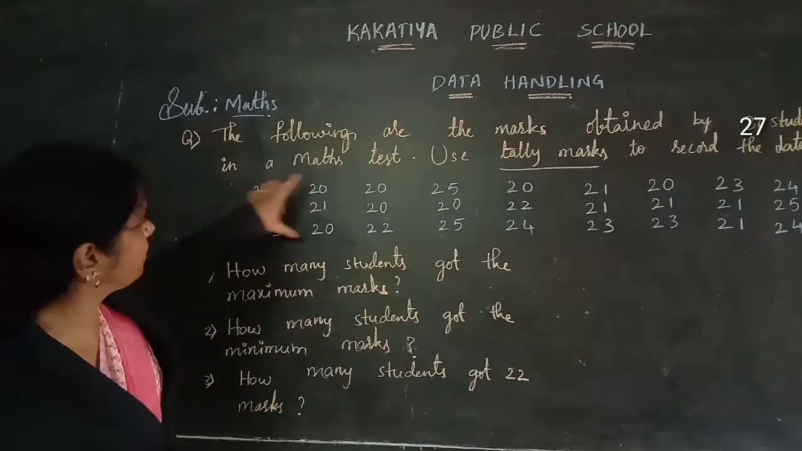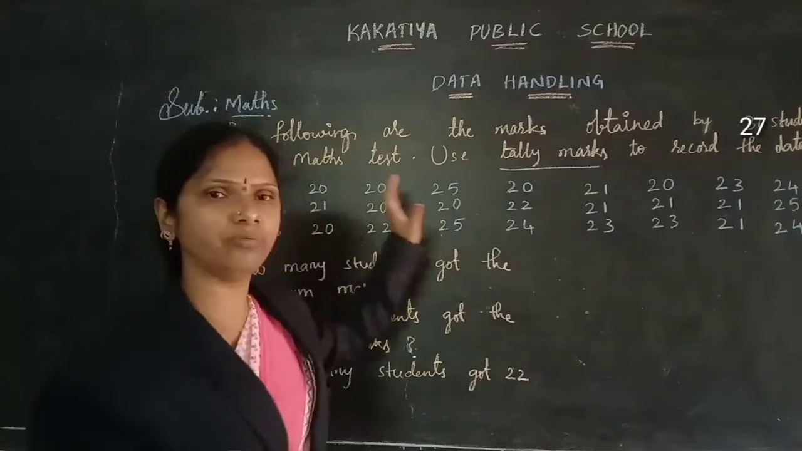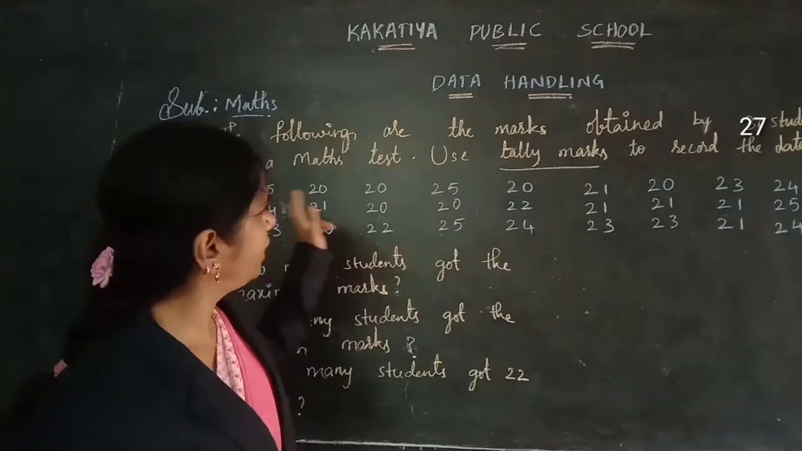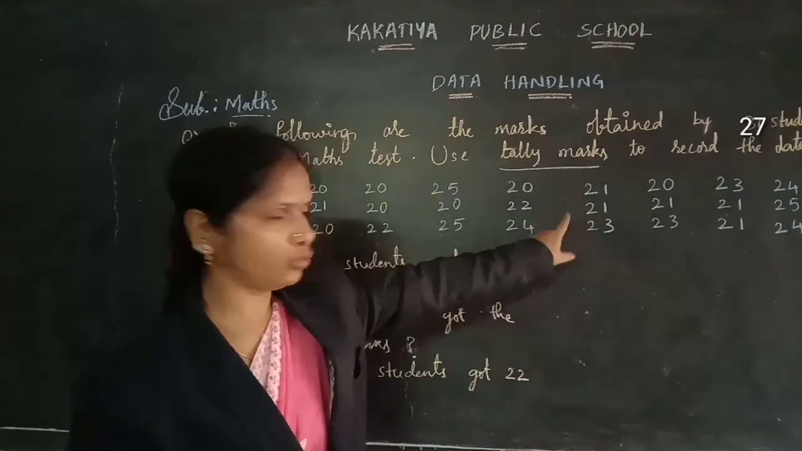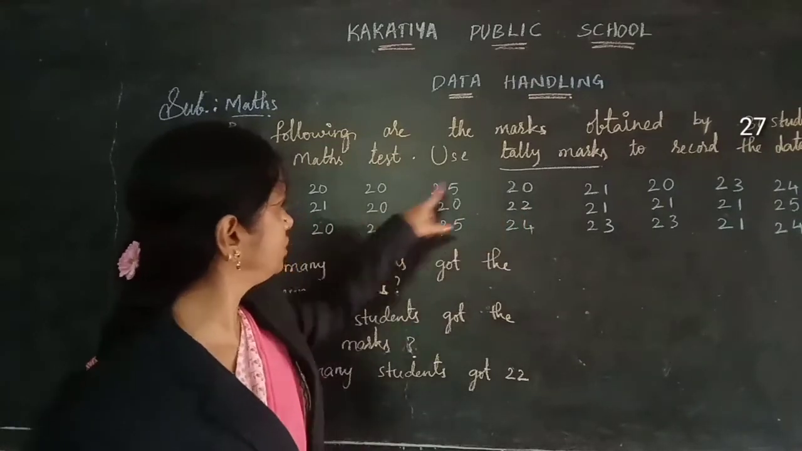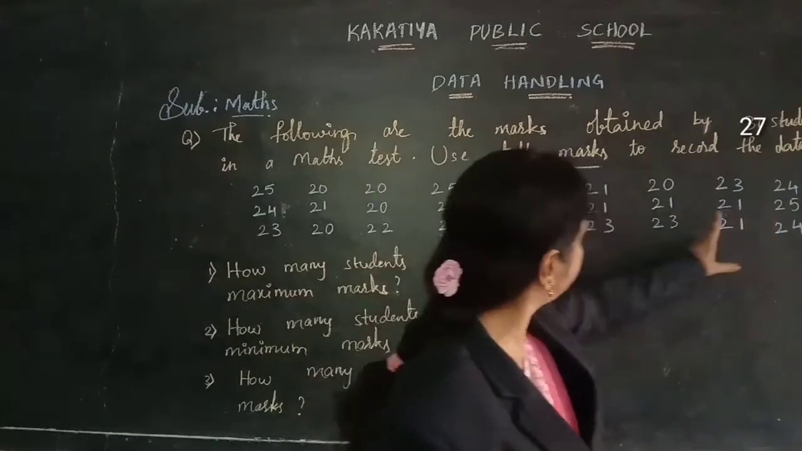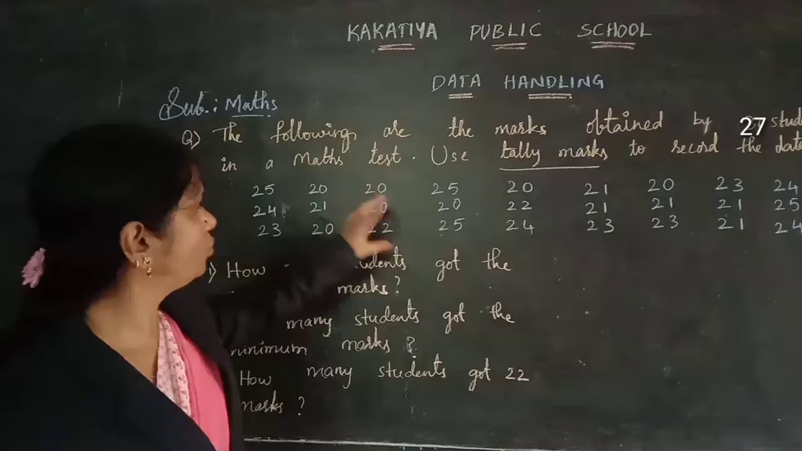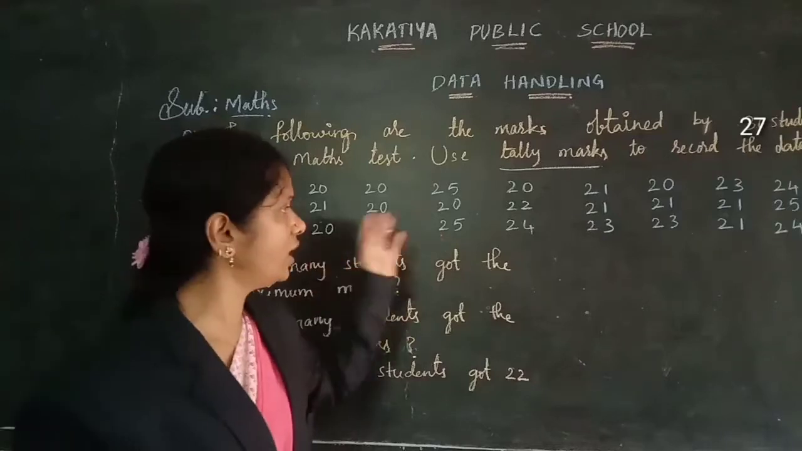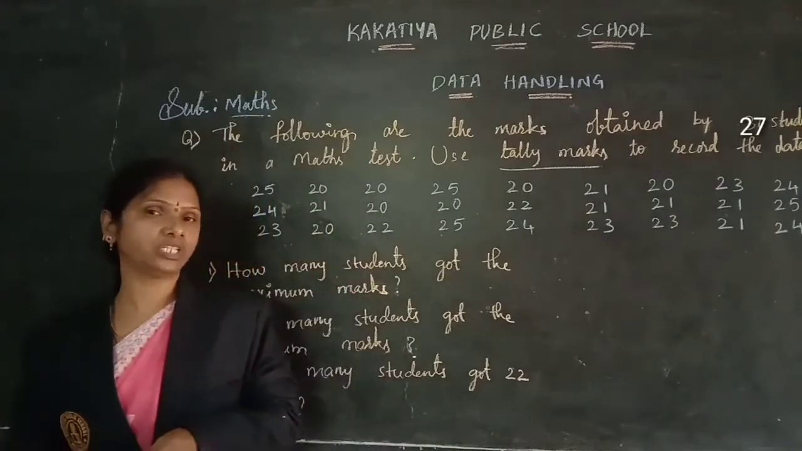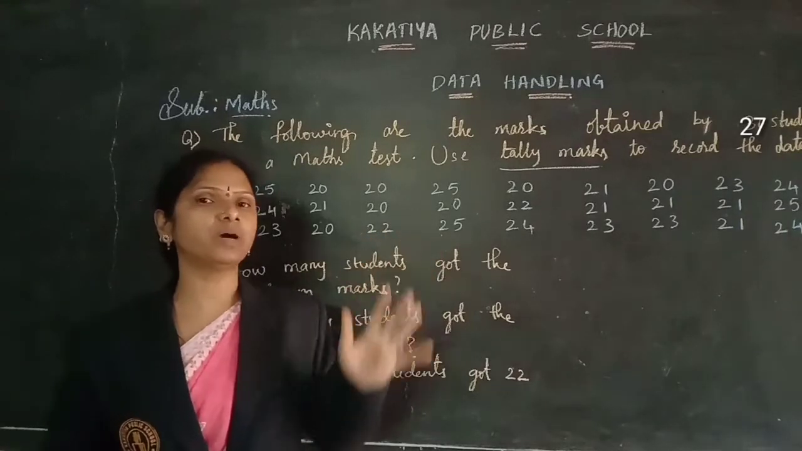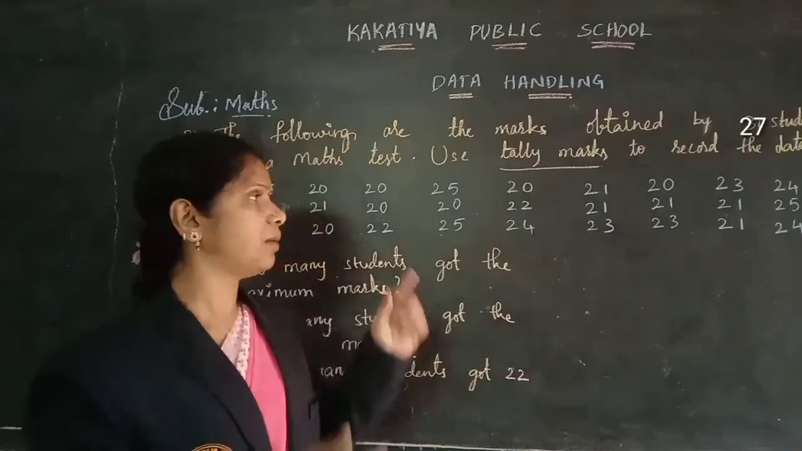These are the marks given to the children. Look at which marks you can see here. Mostly you can see 20, and observe carefully, 21 also, and 22, somewhere here 22, here 22, and here 22, and here also 22, and some more got 23 marks, and some more got 24 and 25. Means the marks they got are 20, 21, 22, 23, 24, 25. These are the marks which are obtained by the students.